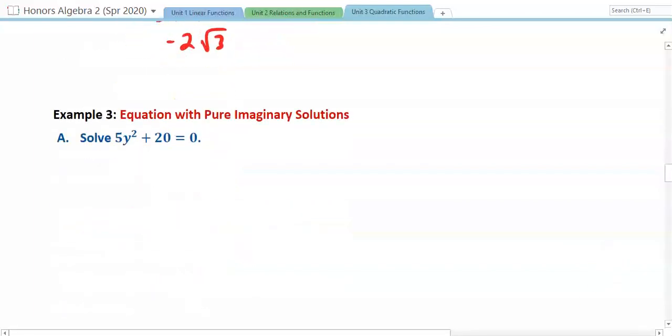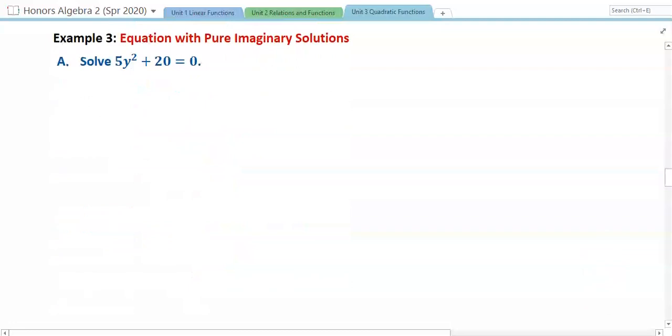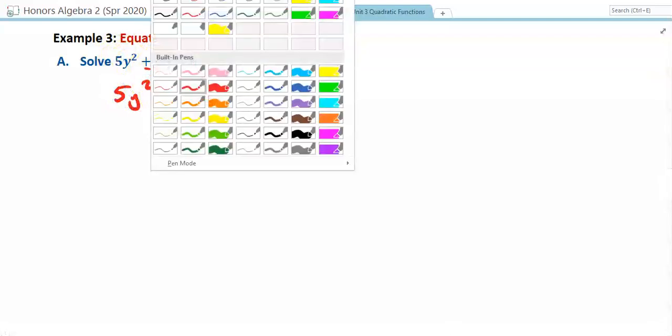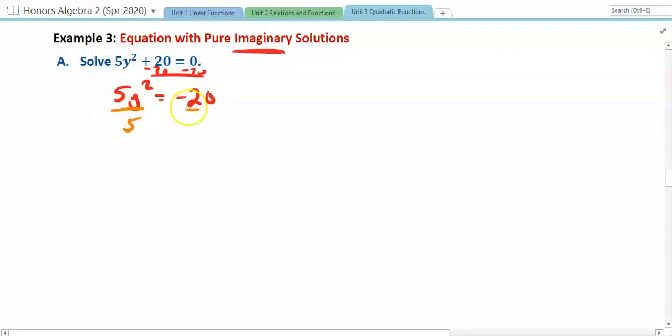All right, and so let's look at example 3 here. Solving an equation that's going to come out with an imaginary solution. Well, how can I solve this equation? I can get the y by itself, right? So 5y squared plus 20, I can subtract the 20 from both sides, so I get negative 20. Then I'm going to divide both sides by the 5, because that's our next step. So y squared is equal to negative 4.